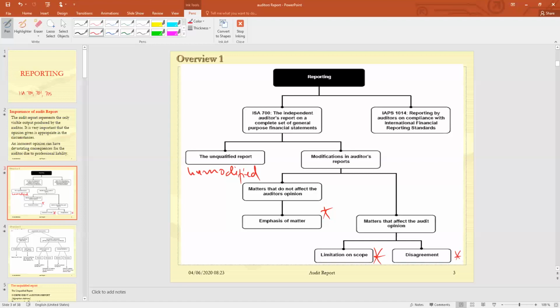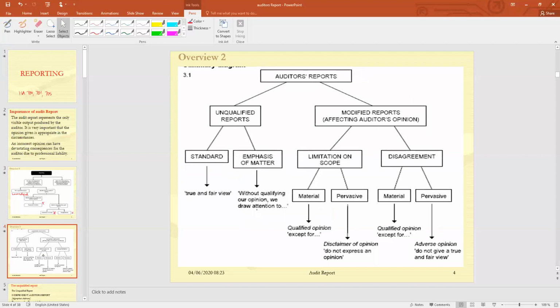Disagreement of matter arises in cases such as the application of a certain principle or the interpretation of a given accounting standard. If the impact of the disagreement is material, then you may end up issuing a modified opinion. Whatever you are disagreeing on, if the potential impact is material, then you may end up modifying your final auditor's report. Let's look in detail at what we mean by those.